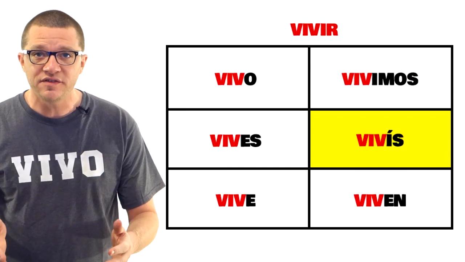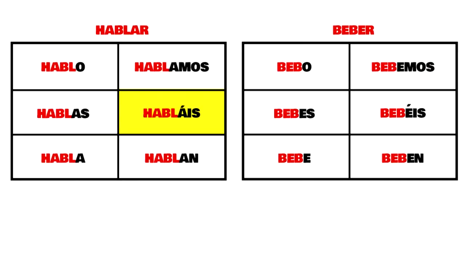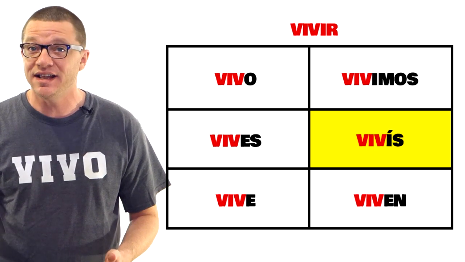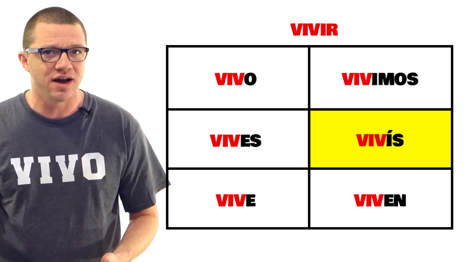Then you both live is vivís. That's a little weird. With AR verbs, for you both talk, hablar becomes habláis. We take off the AR, then add AIS. Then with ER verbs, for you both drink, beber becomes bebéis. We take off the ER and add EIS. But for IR verbs, we take off the ending, then just add IS, not IIS.